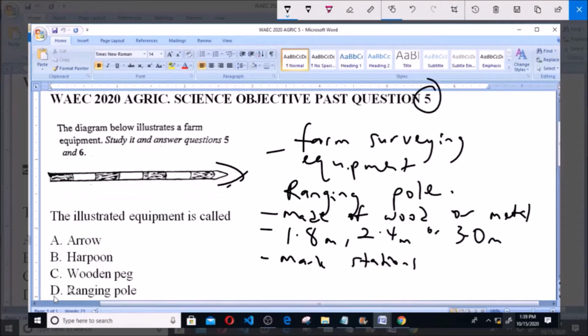So as we have rightly established, it is a ranging pole. So option D, ranging pole, is the correct answer to this question.